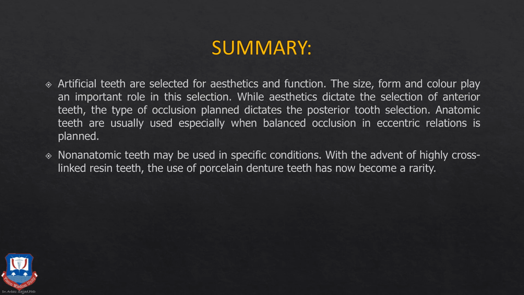So this brings us to the end of this lecture. This was a short lecture about selection of teeth. Artificial teeth should be selected for aesthetics as well as function. The size, form, and color play an important role in the selection of the artificial teeth. While aesthetics dictates the selection of the anterior teeth, the type of occlusion planned will determine the posterior teeth selection. Anatomic teeth are generally used specifically when balanced occlusion in centric relation is desired, whereas non-anatomic teeth may be used in specific conditions, as I just mentioned.